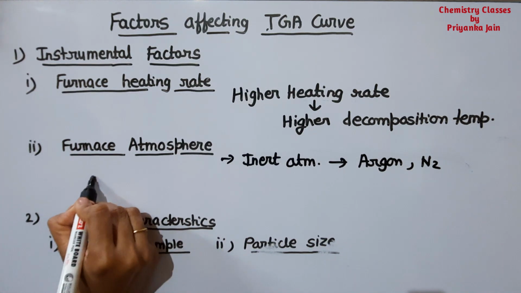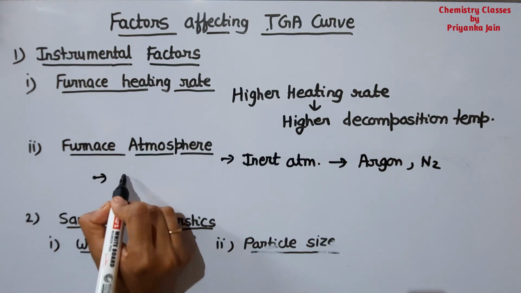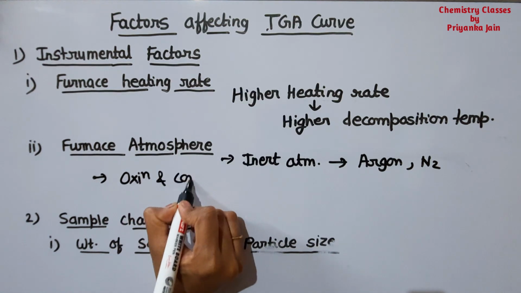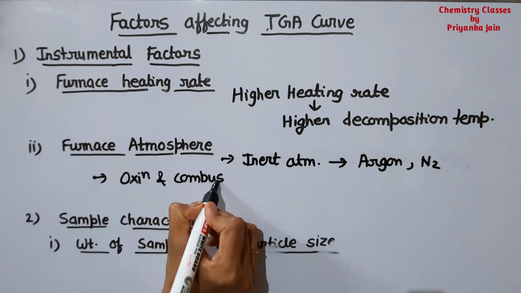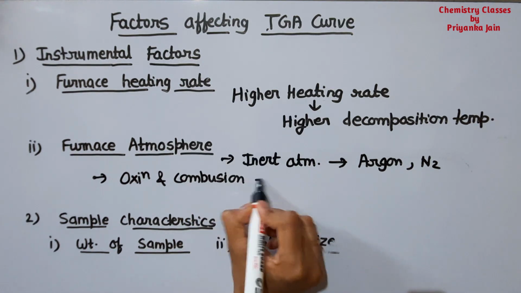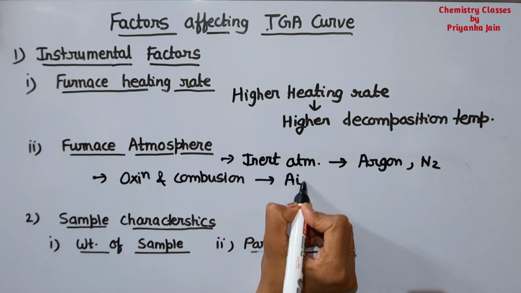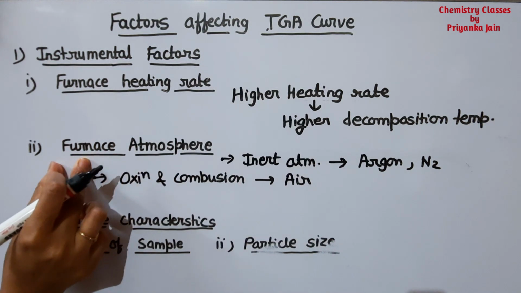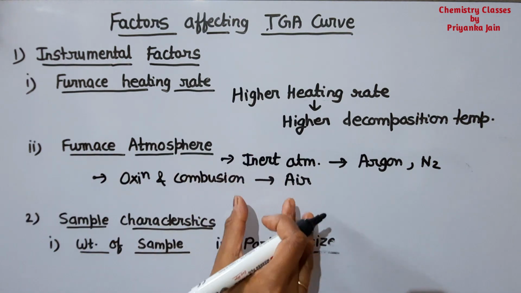And when we need a dynamic atmosphere, it means when we are doing the oxidation or the combustion process. For such types of processes we need air as the atmosphere. Then the air is pumped in the furnace. So this will give a required atmosphere.